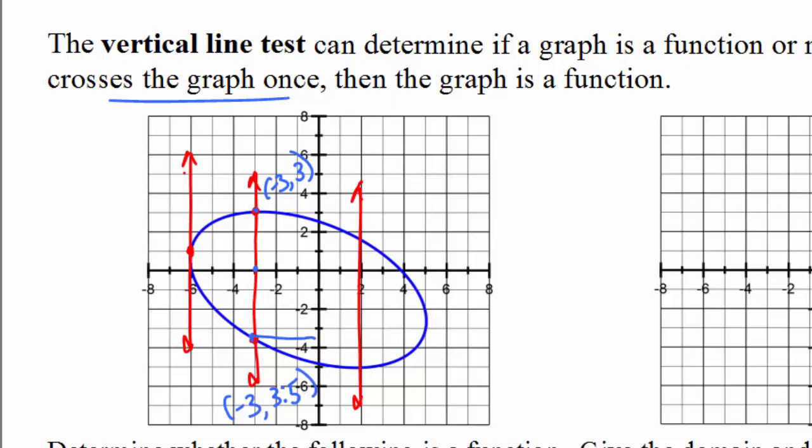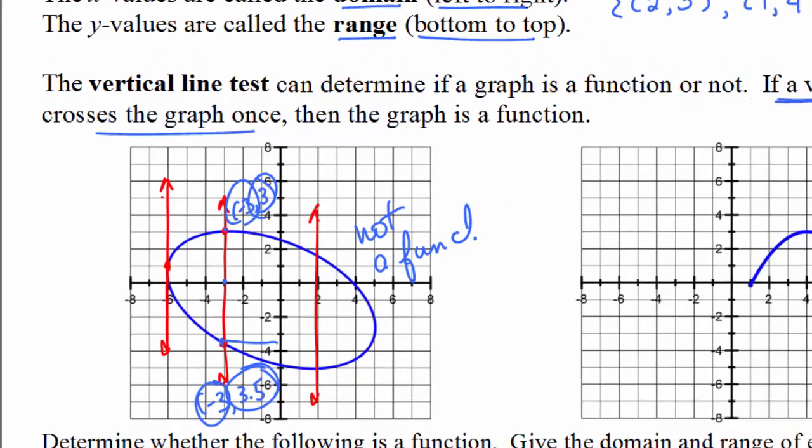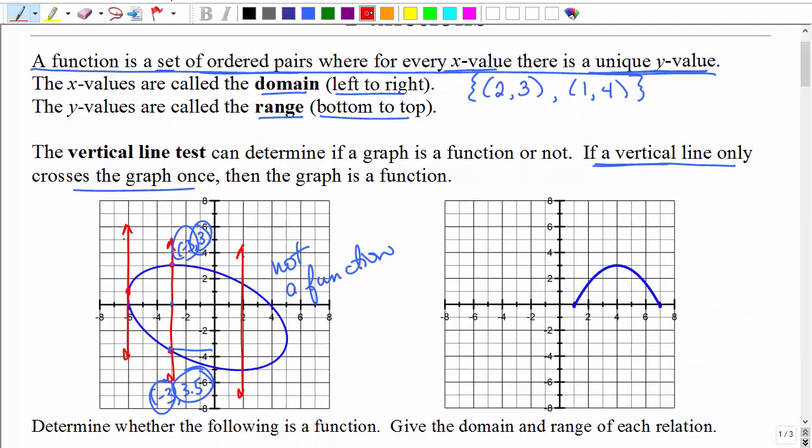So it violates this definition that for every x value there is a unique y value because I had an x value but I had two different y values. So if a vertical line crosses the graph more than once, then this would be not a function. But if I drew multiple vertical lines with this graph, each vertical line only crosses the graph one time. So this is a function because again, for every x value there is a unique y value.